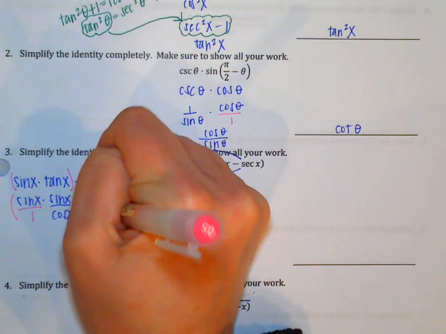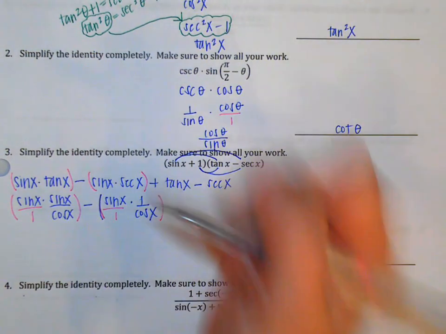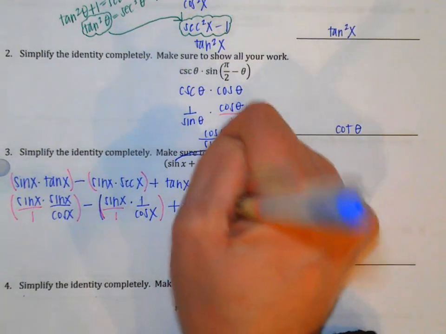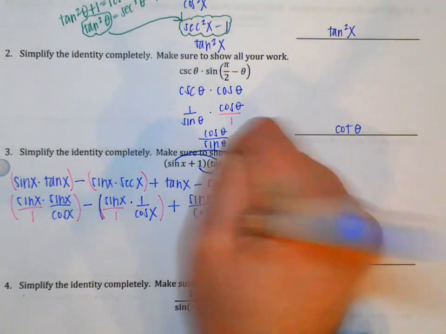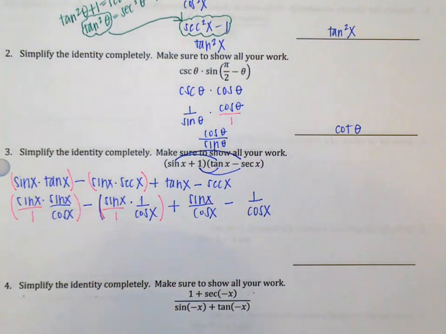I guess I should have, to stay consistent, made those both pink, but here we are. And then plus, so tangent is sine over cosine. And then secant is 1 over cosine. Okay, so then at that point, we start to see what we can simplify.